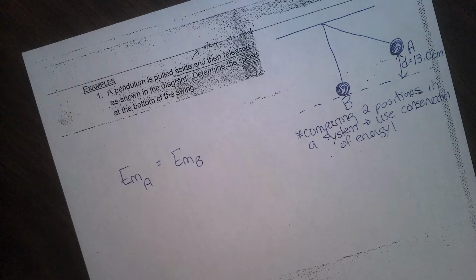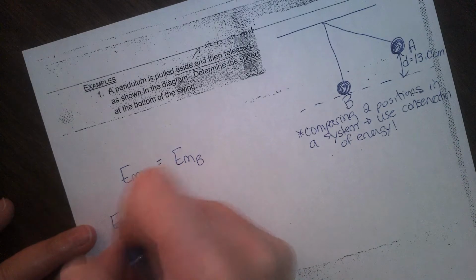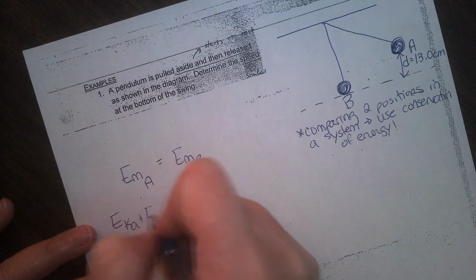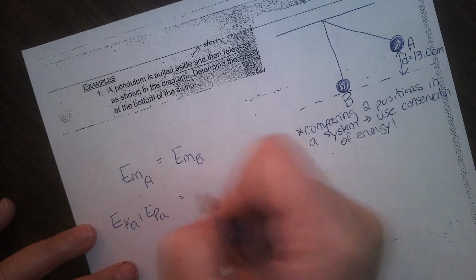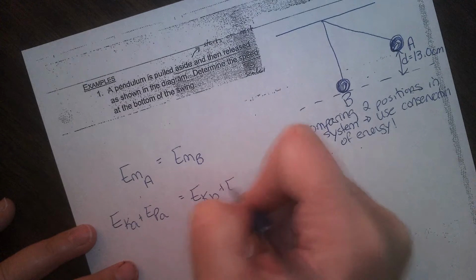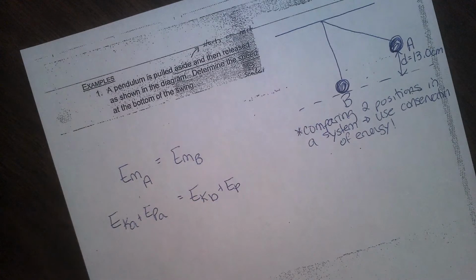It's the same ball, it's the same string. We're comparing two systems. Mechanical energy is solved by EK plus EP. Okay, each position has kinetic and potential energy. Kinetic energy might be 0, but then it's all potential energy. But mechanical energy is the sum of the two overarching energies, kinetic energy and potential energy.